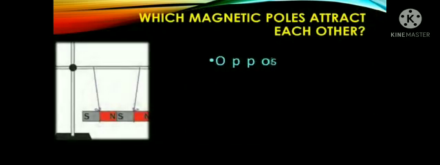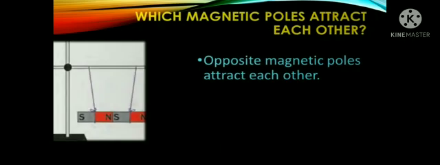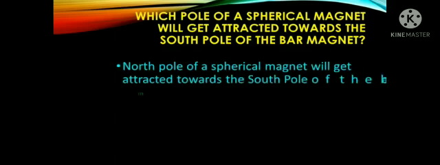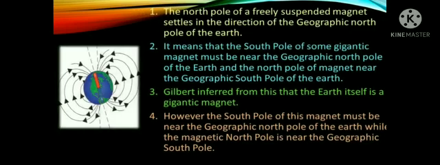Which magnetic poles attract each other? Opposite magnetic poles attract each other. Which pole of a spherical magnet will get attracted towards the south pole of the bar? North pole of a spherical magnet will get attracted in the opposite direction. The north pole of a freely suspended magnet settles in the direction of the geographic north pole of the earth.